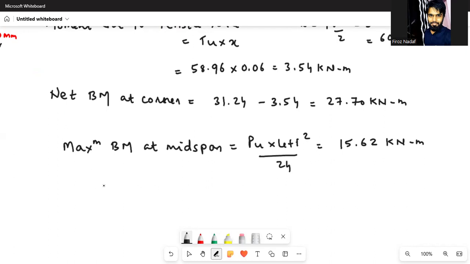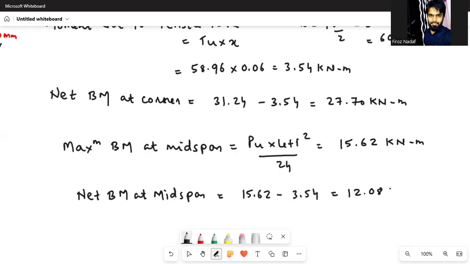and again, net bending moment also has to be calculated at the midspan. The bending moment with respect to the tensile force has to be subtracted. So the net bending moment at midspan is given as net bending moment at the midspan equal to 15.62 minus 3.54. Okay, so this is coming as 12.08 kilonewton meter.